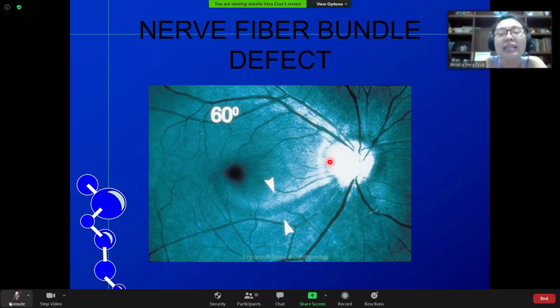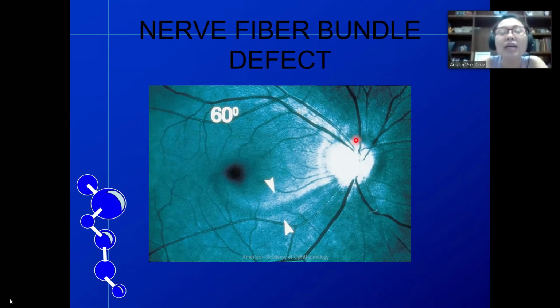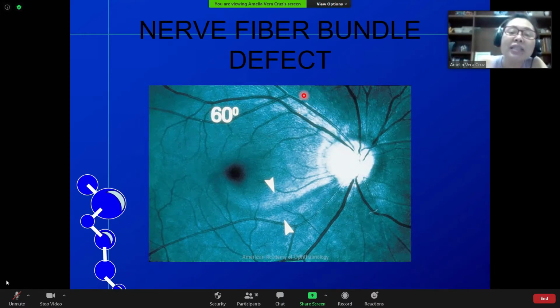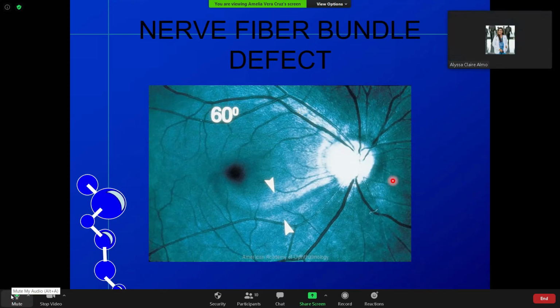Okay. Ito, because the nerve fibers are still intact, may kita niyong striations. This one, wala na. Oh, wala na. Okay, dito meron pa mga striations. Okay? Sige, let's move na.